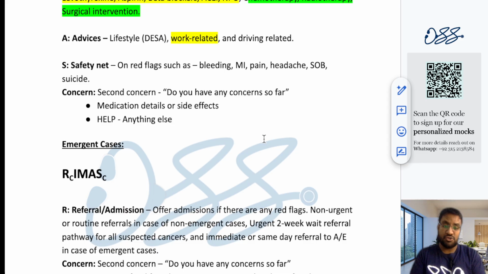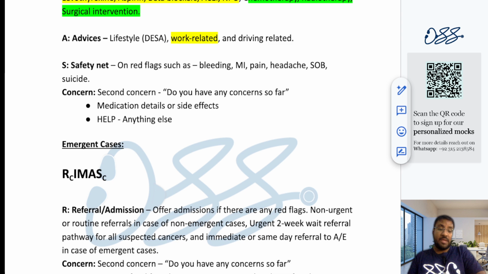And how you're going to say that is, okay, Mr. Adam, so this is all from my consultation. If at home you feel any pain in your chest, or if you feel any severe headache, or if you feel that you're having some shortness of breath, or if you feel the need to harm your own self, if you feel low on mood, or if you feel extreme high grade fever, then please let us know, give us a call on the emergency number, or book an ambulance and come to the A&E to get yourself checked. This is what the safety netting is.